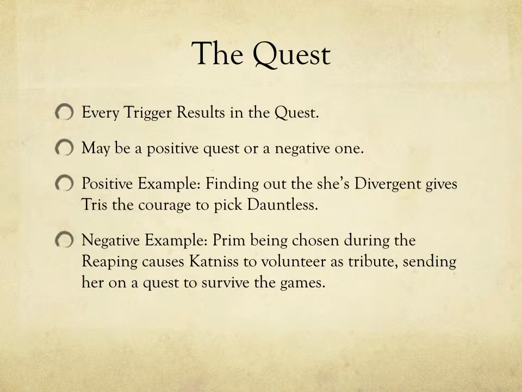So, a positive example of a trigger is Tris finding out she's divergent, which gives her the courage to pick Dauntless, and that sets her on her path to becoming Dauntless instead of abnegation. And a negative example is Prim being chosen during the reaping, which causes Katniss to volunteer as tribute, sending her on a quest to survive the games. Now, a positive quest can end up being a negative one, and a negative quest can end up being a positive one.